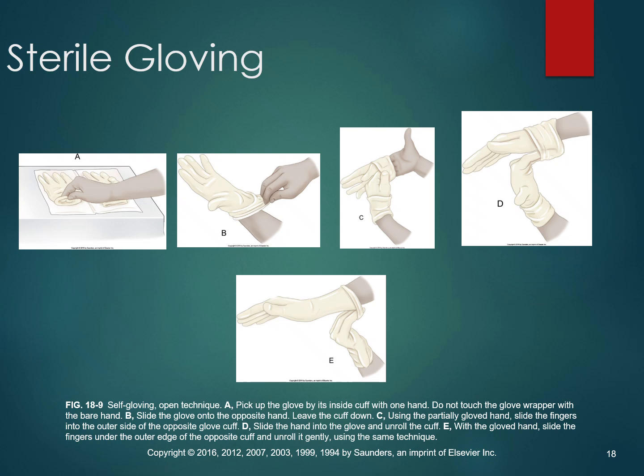In C, use the partially gloved hand, slide the fingers into the outer side of the opposite glove cuff. In D, you slide the hand into the glove and then unroll the cuff. And then in E, with the gloved hand, slide the fingers under the outer edge of the opposite cuff and unroll it gently using the same technique. So in this way, then, the outside of the glove has never touched the skin, never touched the hand.